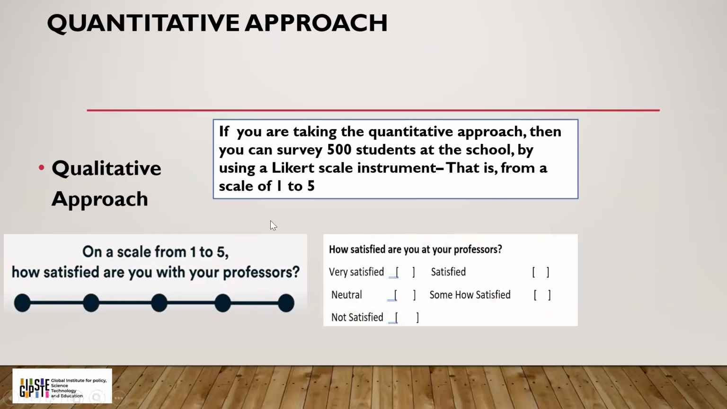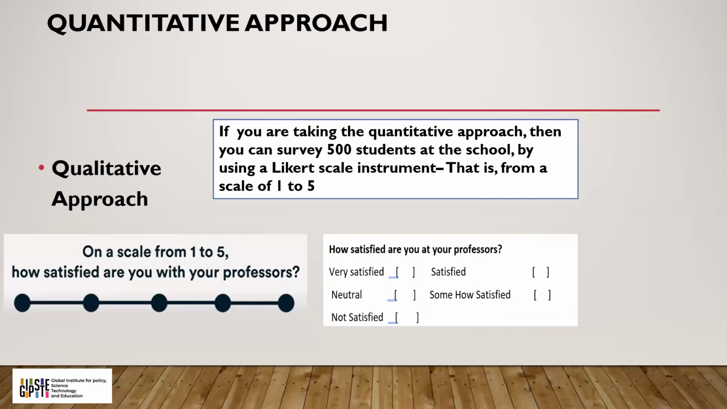So you can come out with this Likert scale. That is, what do you call it? A scale of 1 to 5 points, where we have very satisfied, 1; satisfied, 2; neutral, 3; somewhat satisfied, 4; not satisfied, 5. Okay, that is a questionnaire to survey a large pool, because remember, the quantitative approach involves a large sample size.